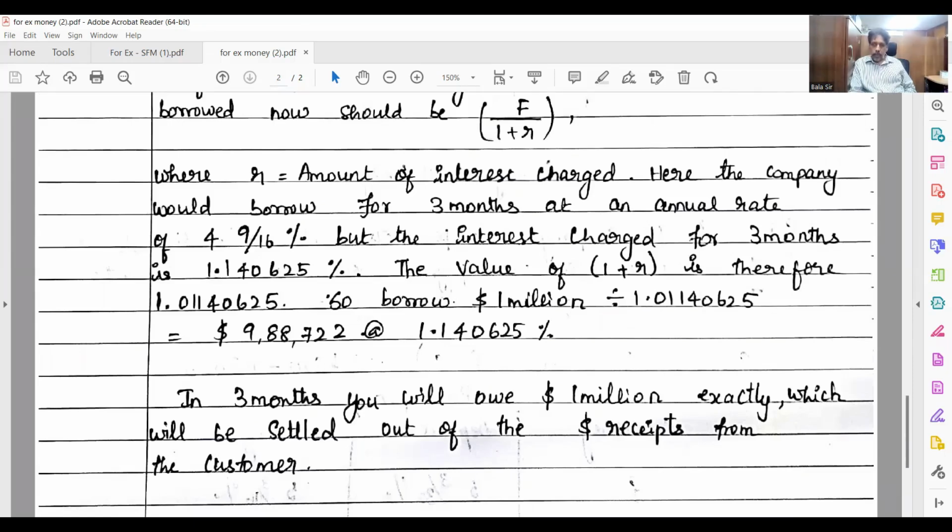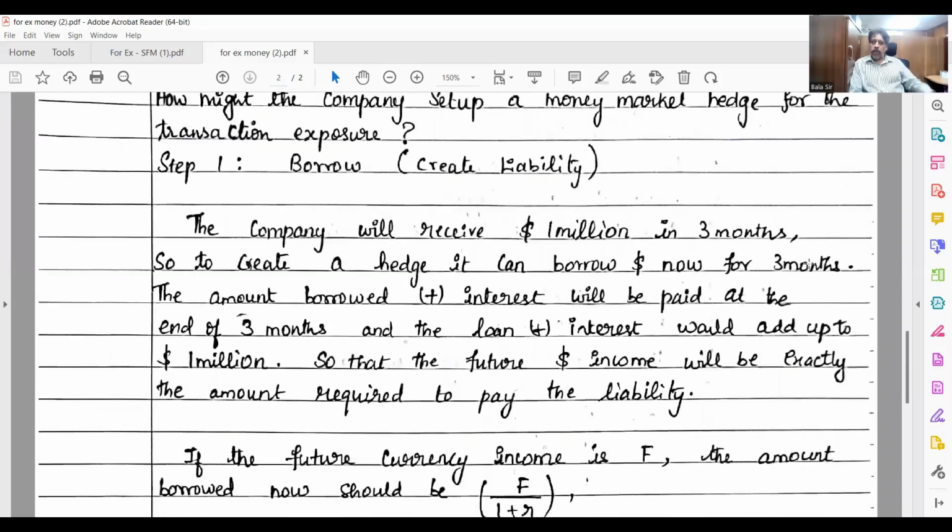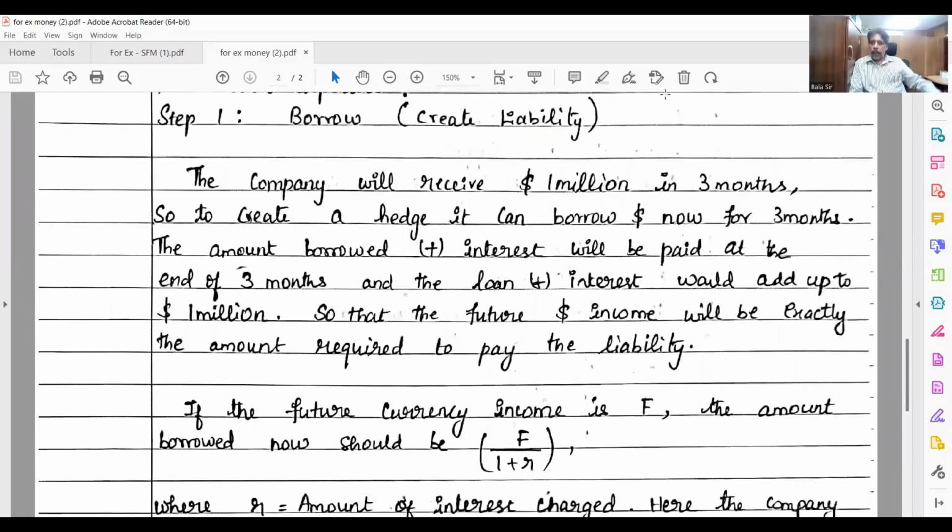But in the examination, please remember, don't write all this story. You straight away write the heading, step number 1, borrow, create a liability. Under that, straight away write the formula. P is equal to, what is P? The present value. P equals F divided by 1 plus R. That's it. Then you compute the number and write down 988,722. Don't say that in 3 months' time this will become $1 million and with that I'll pay. All those are not required for the examination. So in the examination, step number 1, borrow, create a liability, write down that formula F divided by 1 plus R, and that is the amount to be borrowed. Done. Full stop. Is that fine?